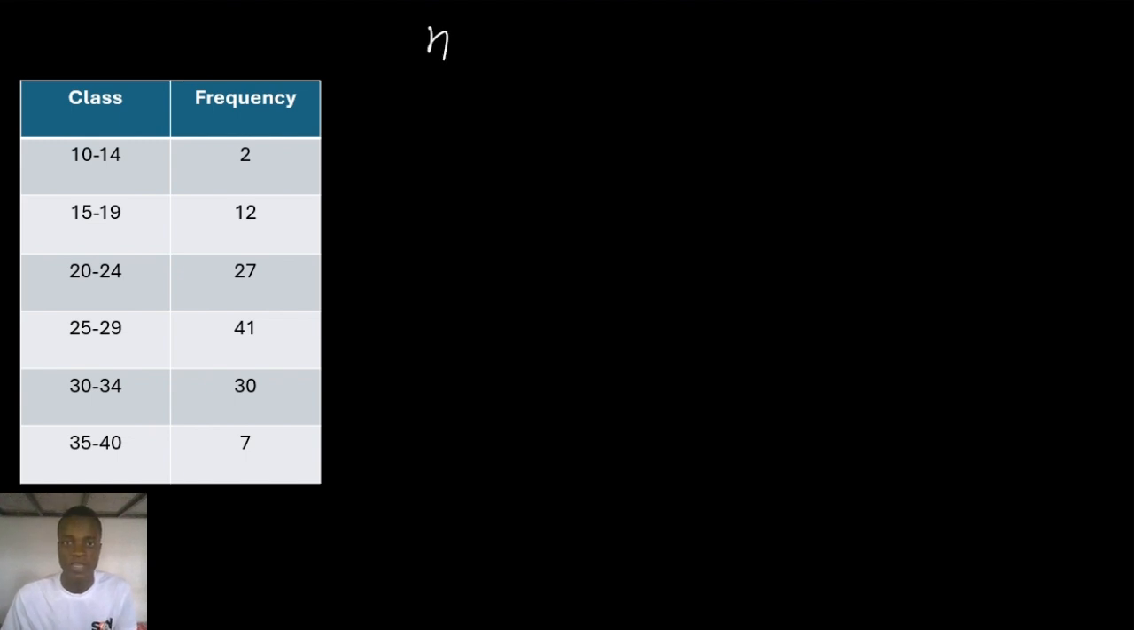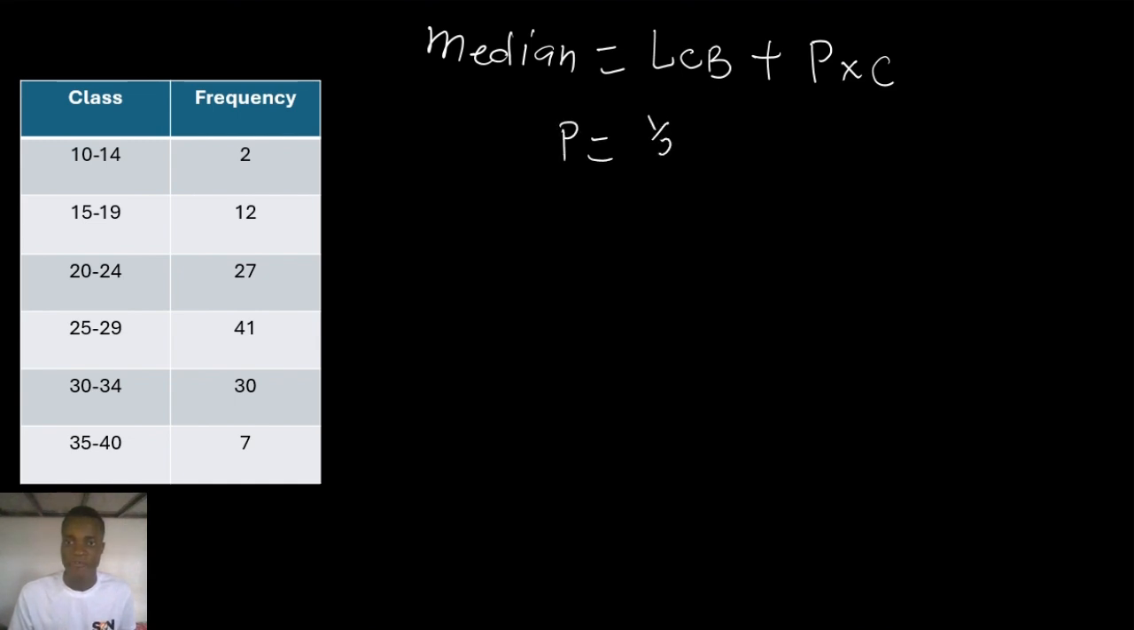to find the median value, what did we say? We say median is equal to the lower class boundary of the median class, plus a particular proportion times the C. And we say the proportion is half of the total frequency, minus the sum of all the frequencies lower than the median class, divided by the frequency of the median class. So this is the proportion, right?